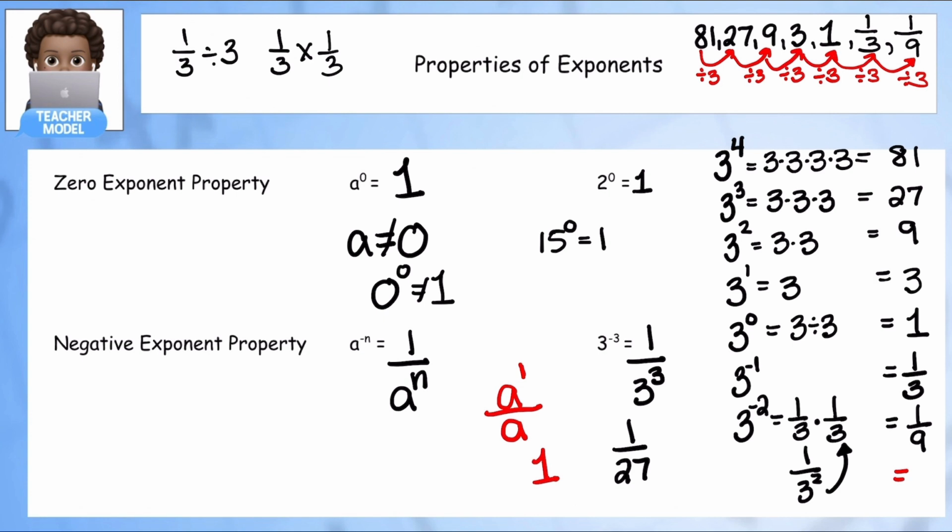So my next number is going to be 1/27. And the next number will be 1/81. So you'll see this pattern happening. 27, 1/27. The next one's 81, 1/81.